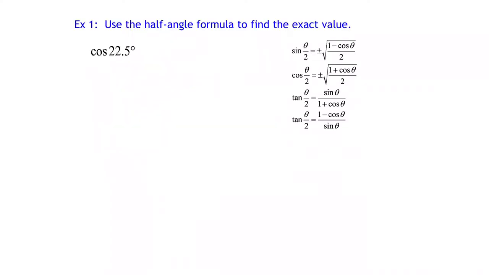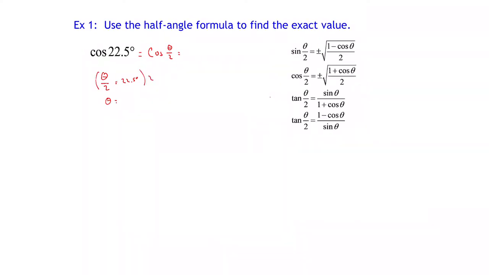So let's go ahead and look at cosine of 22.5. When we take a look at cosine of 22.5, how can we rewrite that? Well, this would be cosine of some angle divided by 2. What angle divided by 2 is equal to 22.5 degrees? That would be theta, multiply both sides by 2, and theta would be 45 degrees.